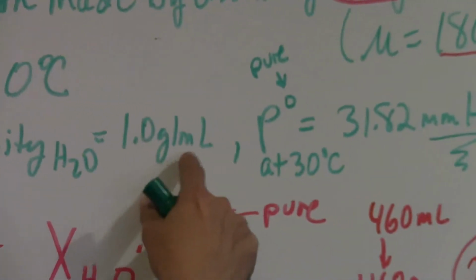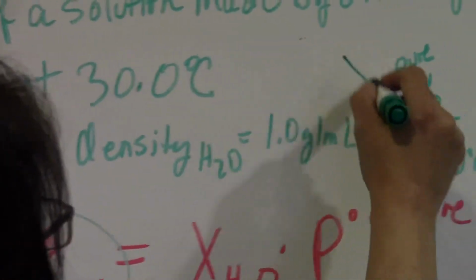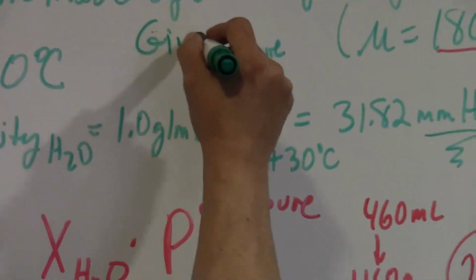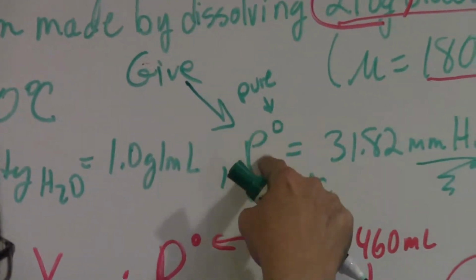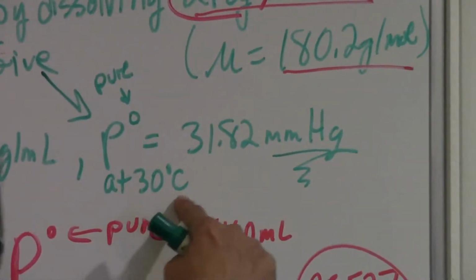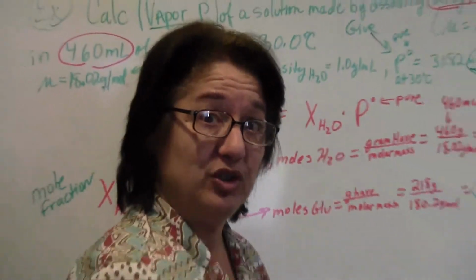Remember, the density of water is 1.0 grams per milliliter, and they have to give you that the vapor pressure of pure water at 30 degrees is 31.82 millimeters of mercury, and that should be setting an alarm off in your head also.